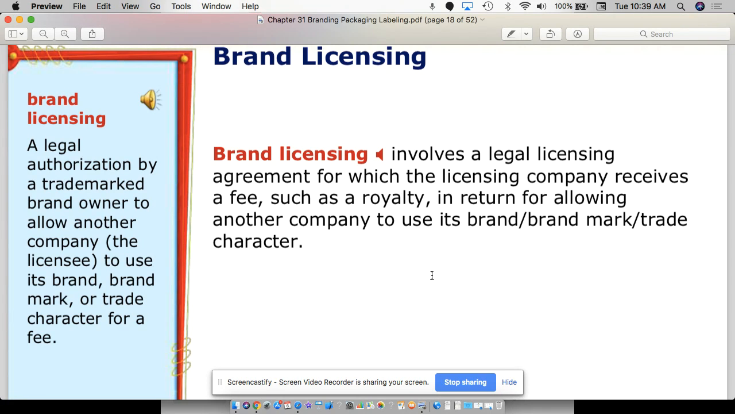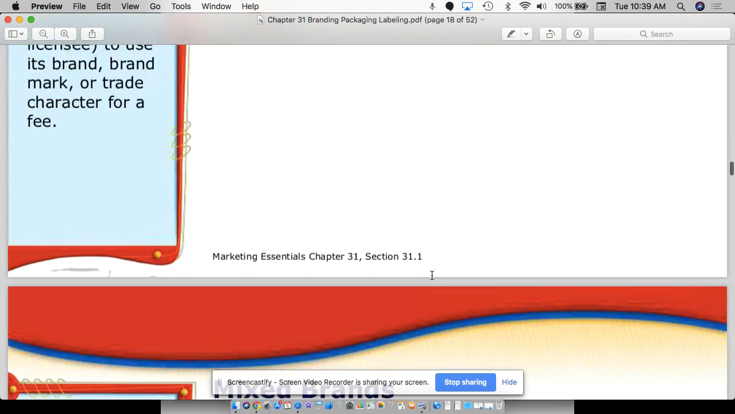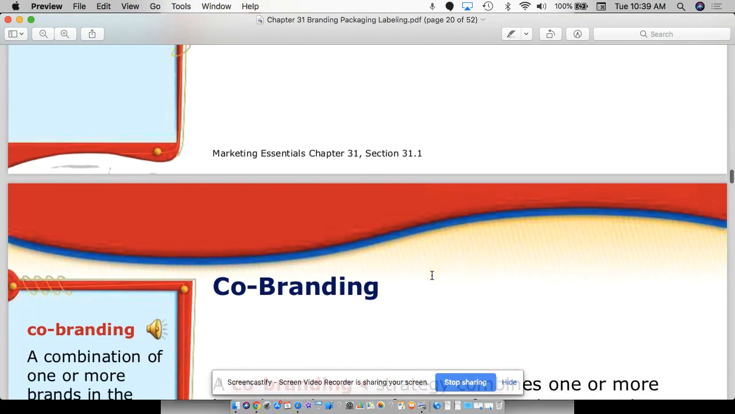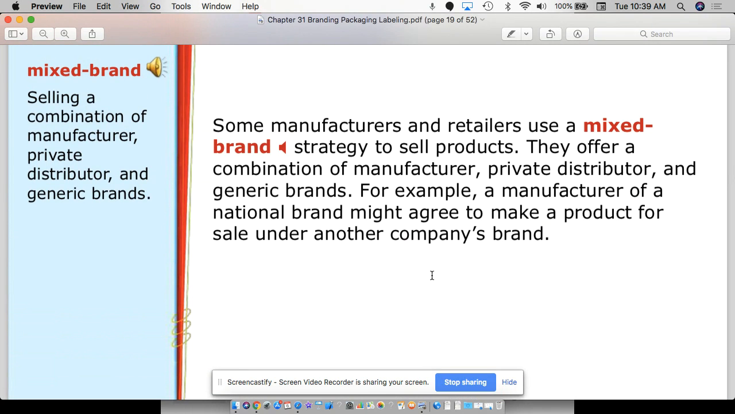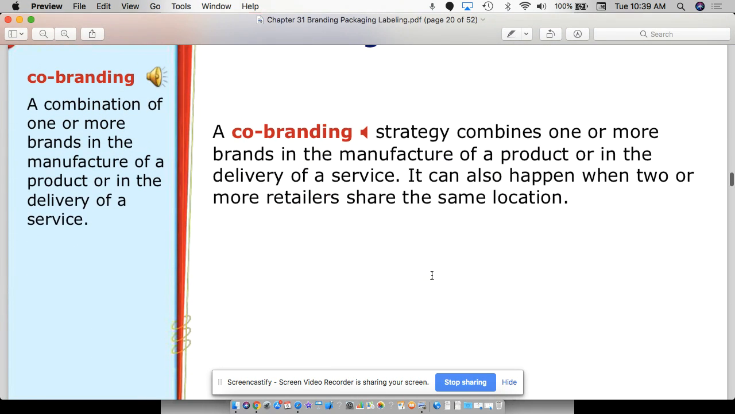Now, for me, if I make tiny little pennants, what am I going to do with it if it doesn't have anything really on it? But if I have Major League Baseball teams on it, then people might want to buy it. All right, I think we're almost done here. Mixed branding. Mixed branding is selling a combination of manufacturer and private distributor and generic brands. So most stores have kind of mixed brand kind of stuff.